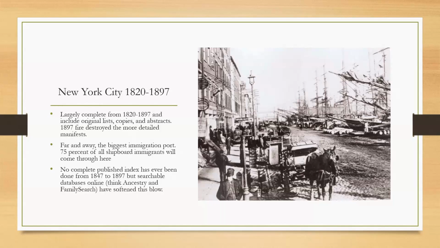One unfortunate aspect of New York Customs passenger lists is that no complete published index has ever been done from 1847 to 1897, which of course is when the huge numbers, particularly of Irish and Germans, began coming over. Searchable databases online have softened this blow, and I think as time goes on, the situation will be better, but it is still a bit of a stumbling block, unfortunately.